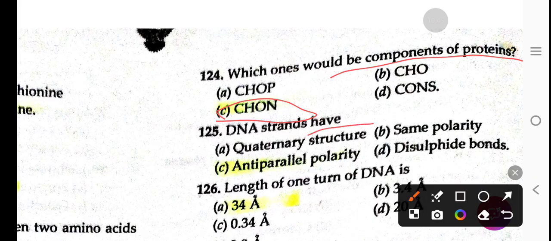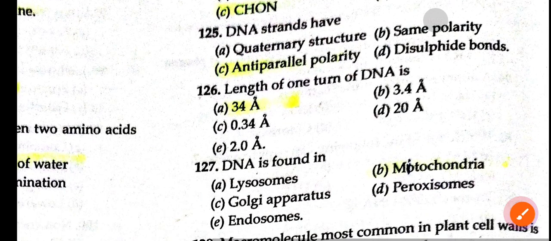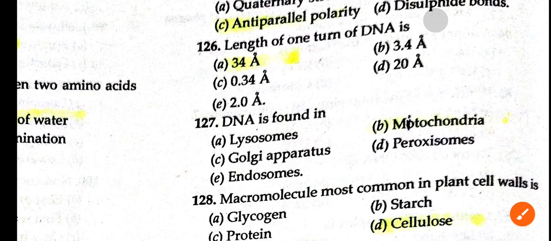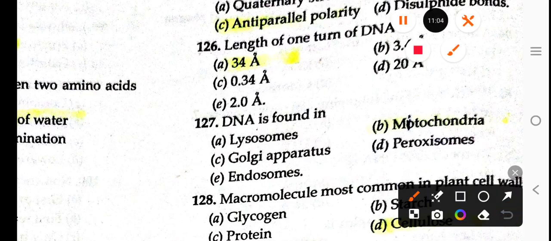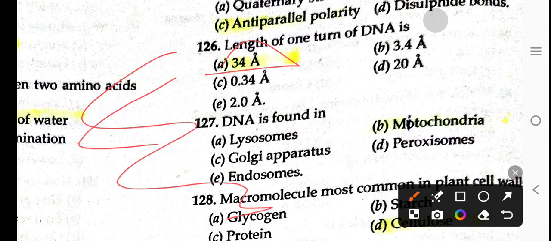The DNA strand always consists of anti-parallel polarity. They run parallel but in opposite direction, so they have anti-parallel polarity. Next, the length of one turn of DNA is 34 angstrom. So this is DNA, and one spiral consists of 34 angstrom length.